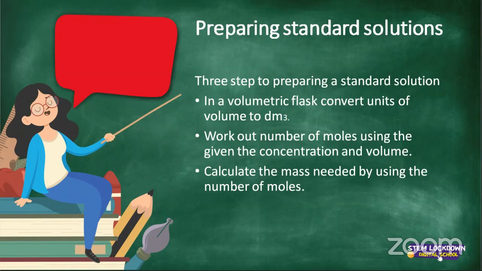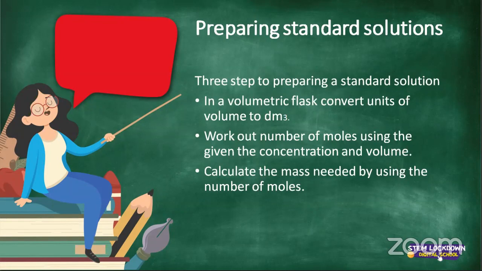So what does this mean? This means that when you are given an experiment, for example, to make a standard solution, they will give you the concentration and the volume of what is needed, but they won't give you the mass. So what you need to do is calculate the mass.